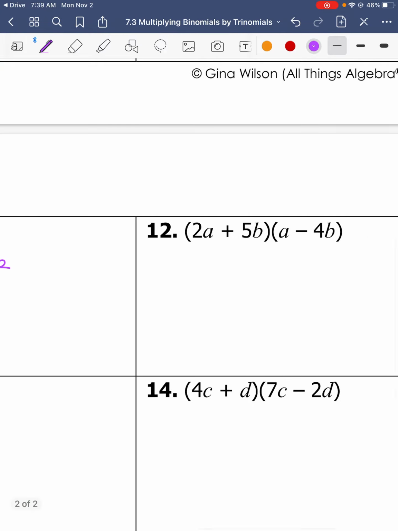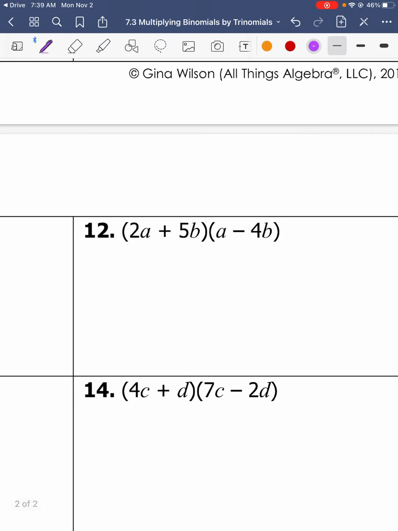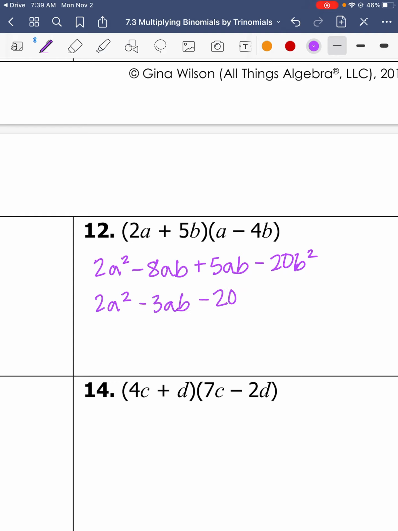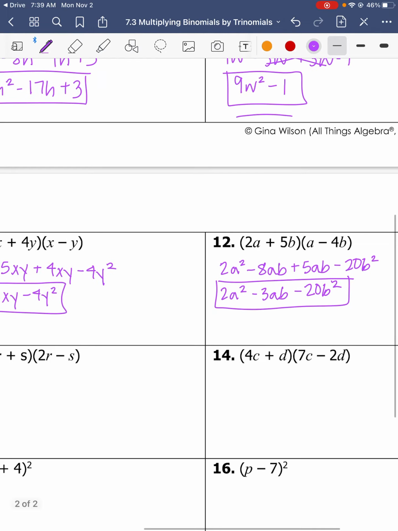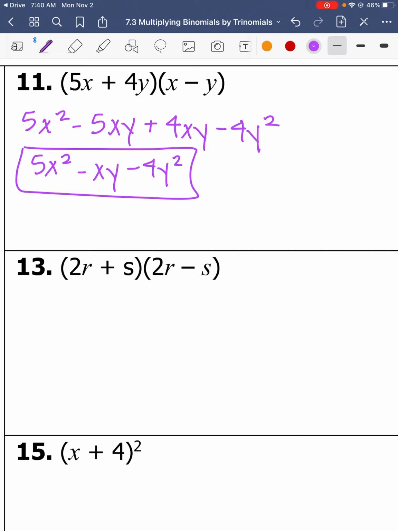So let's look at number 12. We're starting to get multiple variables here, so everything stays the same. We're just going to add exponents when we have two like variables that we're multiplying together. So first two here, we have 2a squared minus 8ab plus 5ab minus 20b squared. Combining like terms, 2a squared minus 3ab minus 20b squared. That is in standard form, so we'll leave it like that. 13.